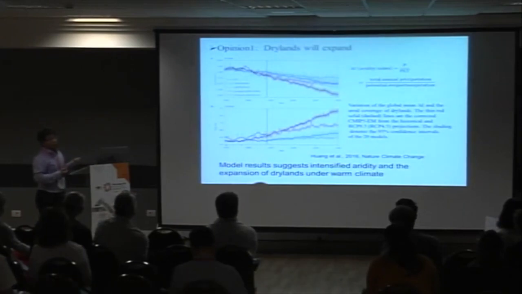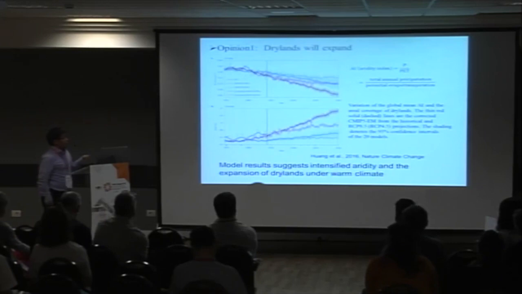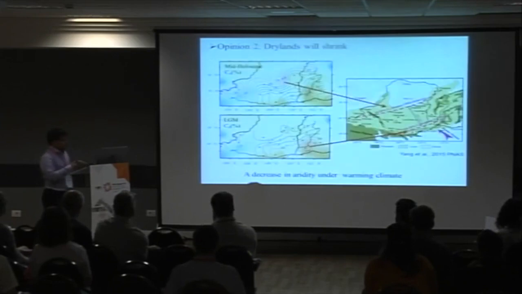So there are different opinions. Opinion one is the dryland will expand. This is based on model simulation, on Jianping Huang's work. They did a bunch of modeling, and the results suggest intensified aridity with the continual warming. Of course, this is on a short time scale. But the geologic evidence doesn't support this idea.